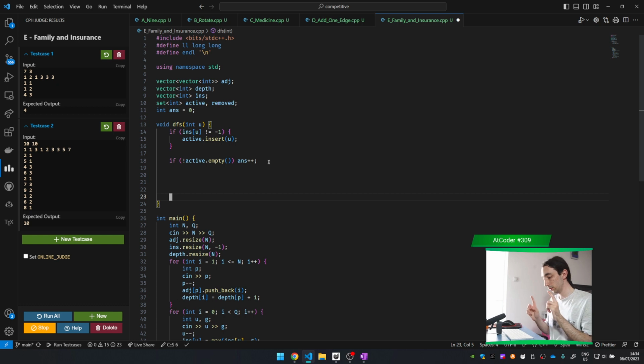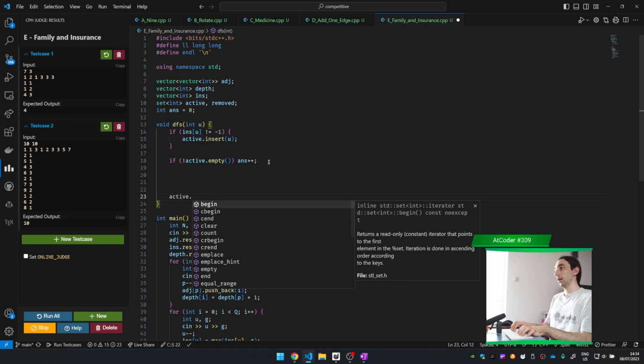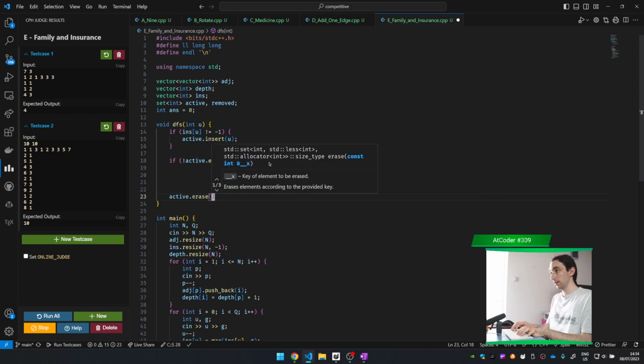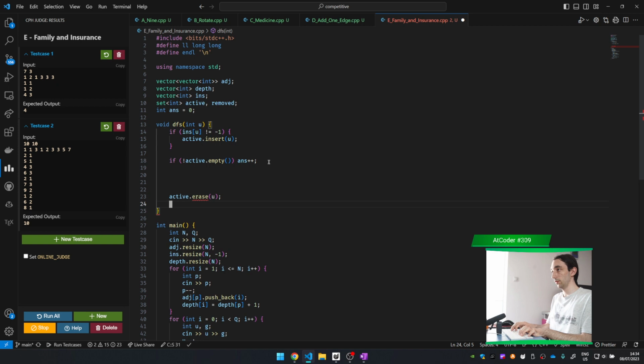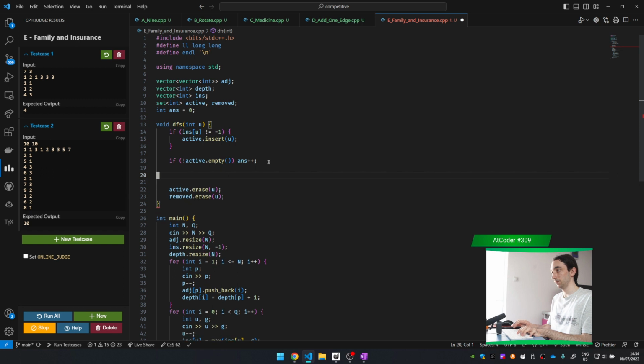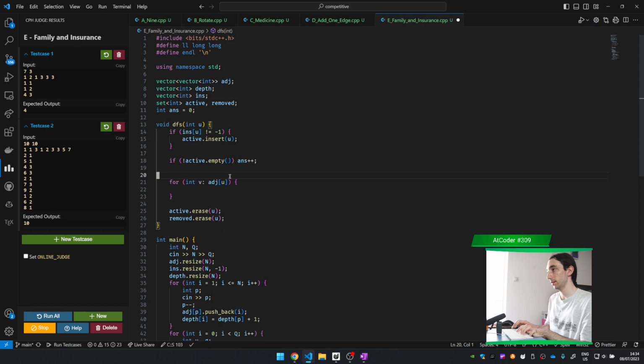At the end, when I exit this node, I want to erase you from the active and from the removed set. That's what I want to do at the end when I end this. Now here there will be a loop for each adjacent node of U.